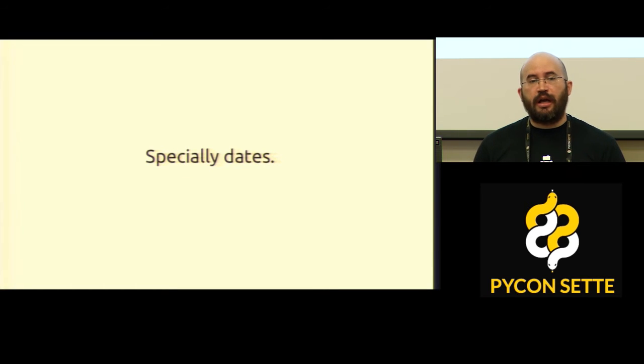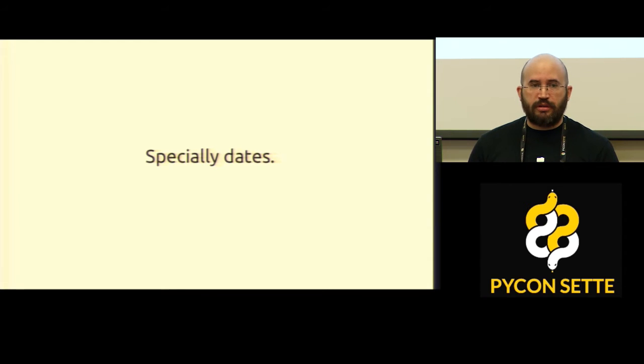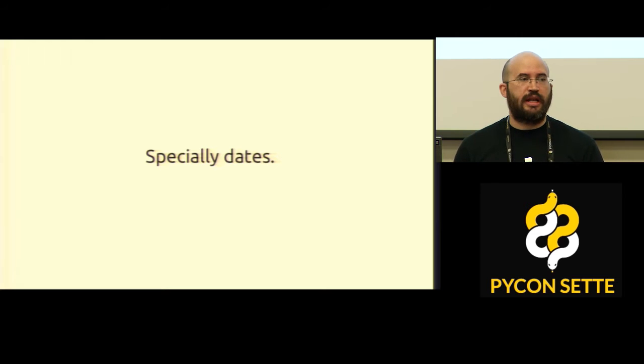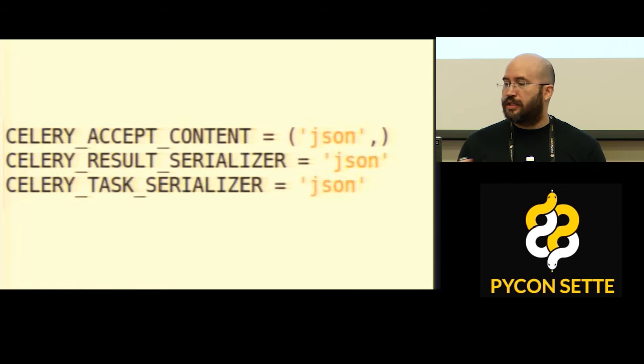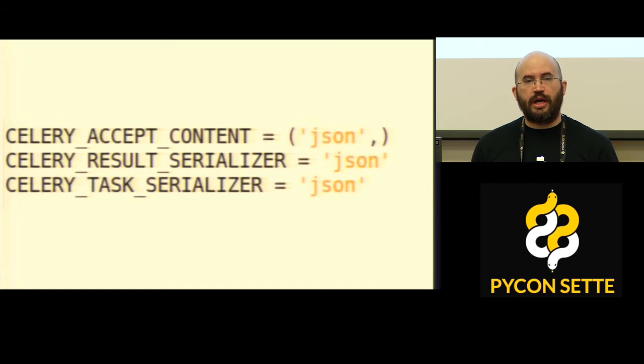Dates in Django are now time zone aware, and as you know, JSON has a very big problem serializing dates. Don't serialize dates. Don't send dates as arguments to your tasks. This is the basic configuration. With this, you're going to set every single aspect of Celery to be working with JSON serialization.